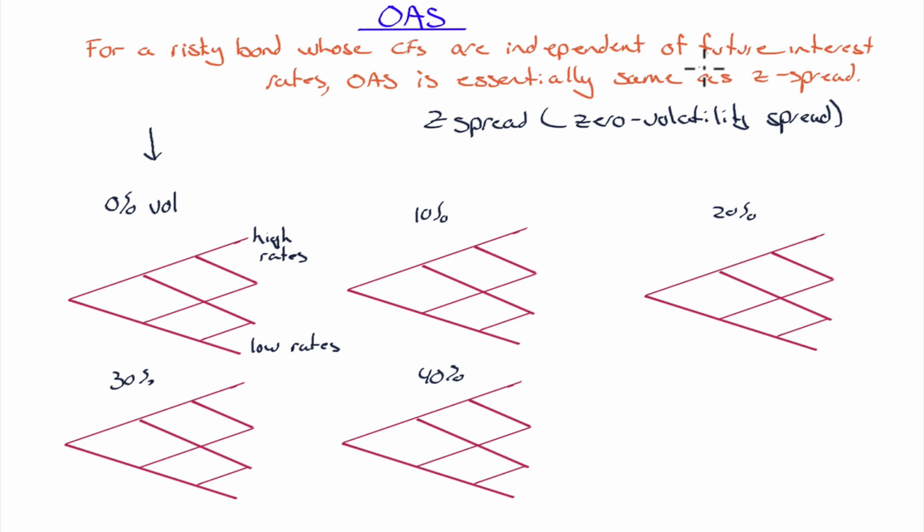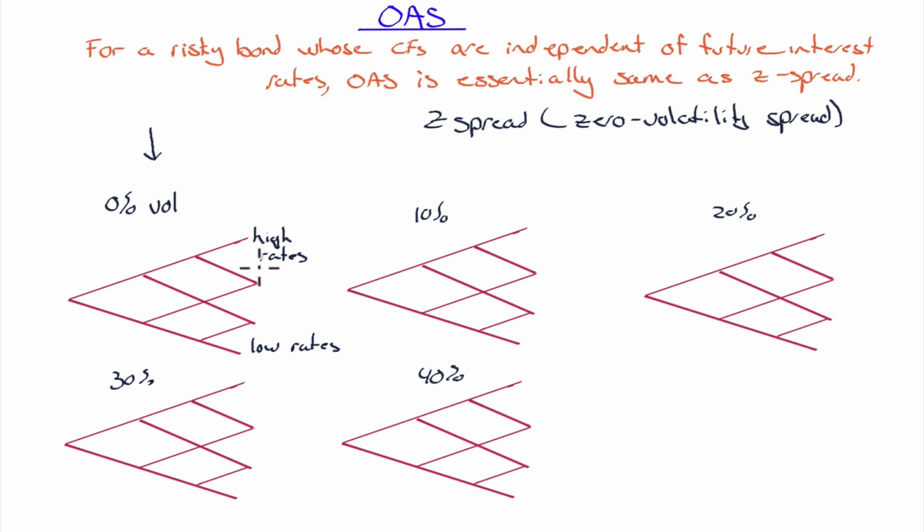For a risky bond whose cash flows are independent of future interest rates, the OAS, the option adjusted spread, is essentially the same as the Z spread. And let's make sure we know what Z spread means. It's called the zero volatility spread. So let's look over here. Here's zero volatility, and here's our interest rate tree. Even though we have zero volatility, I've still drawn out a tree for the hell of it. We have high rates and we have low rates. Basically, with zero volatility, we have a straight line as far as rates are concerned, or we have the spot rate curve, and that's it. We don't need any other nodes.